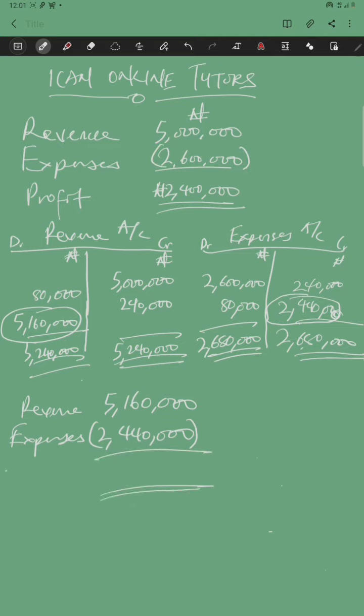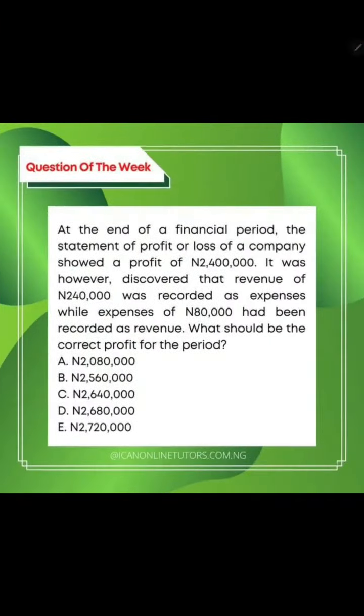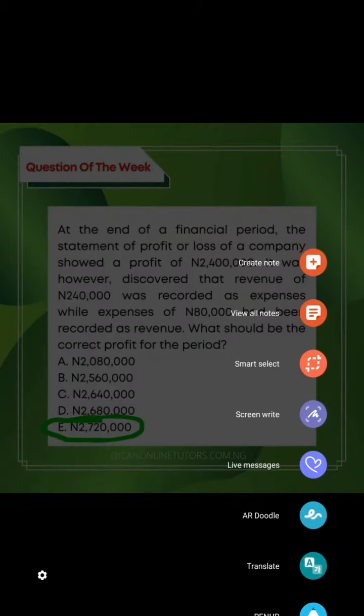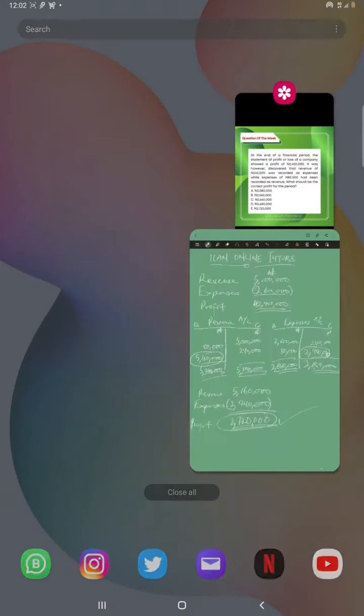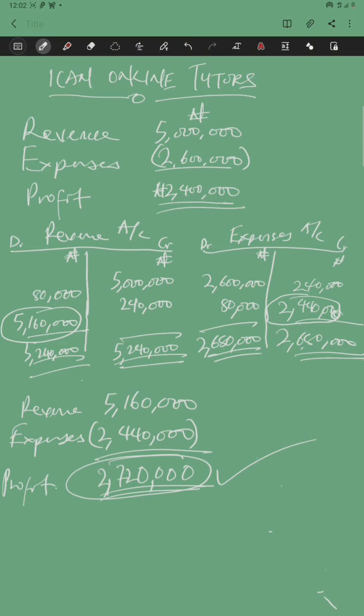So let's find our new profit. Now our new profit will be how much? If you do the mathematics, 5,160,000 minus 2,440,000 gives 2,720,000 naira. So this is our new profit, and that is option E. 2,720,000 naira is the correct answer, and not B. I hope we now understand how we got our answers.